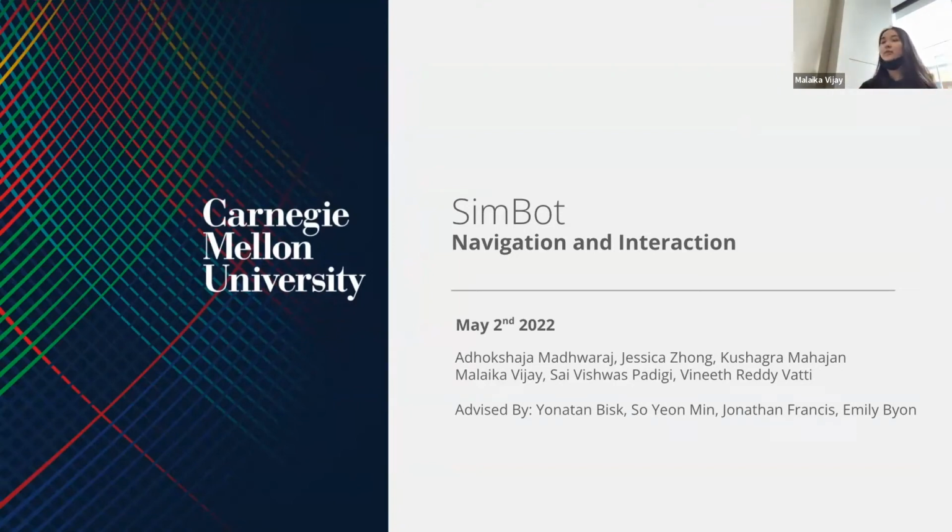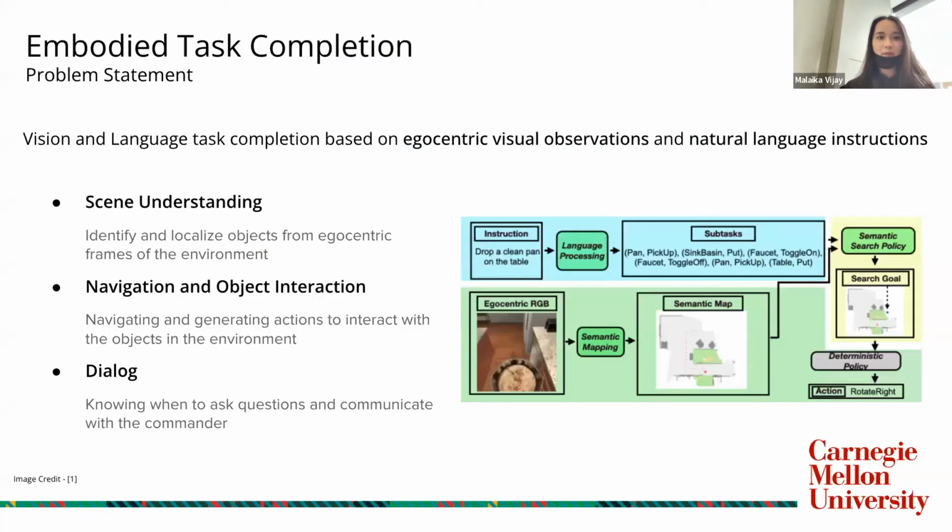I'm Jessica. Today with my teammates Dakshaja, Kushagra, Malaika, Sai, and Venice, we're going to present the work we've done for this semester. We work on embodied task completion, and more specifically, we focus on vision and language task completion based on egocentric visual observations and natural language instructions. Our project has three main parts: scene understanding, navigation and object interaction, and a dialogue part where the agent can ask questions and interact with the commander.